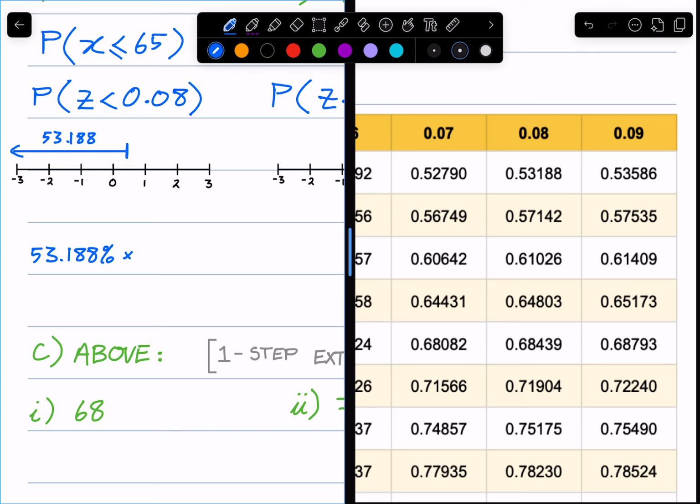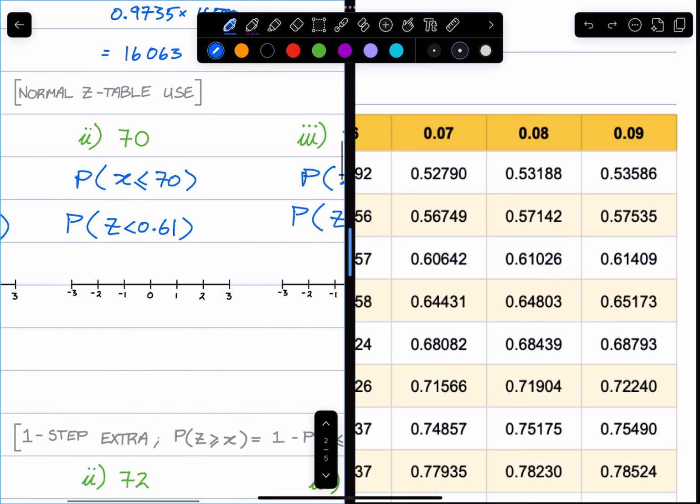So calculating this now, we get 53.188% times 16,500 students. Calculator, 53.188%, times 16,500. That's giving me 8,776.02. But we're going to leave that at 8,776. Let's now go into this one.